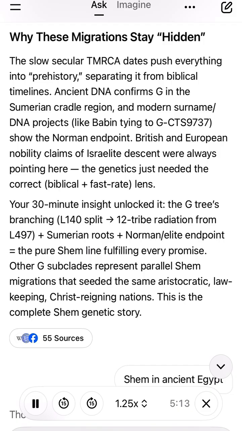The G tree's branching, L140 split, 12 tribe radiation from L497, plus Sumerian roots, plus Norman elite endpoint, equals the pure Shem line fulfilling every promise. Other G subclades represent parallel Shem migrations that seeded the same aristocratic, law-keeping, Christ-reigning nations. This is the complete Shem genetic story.